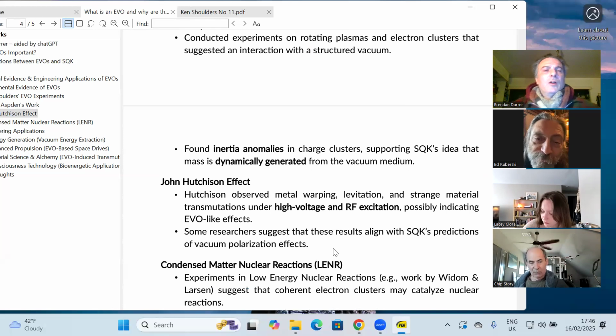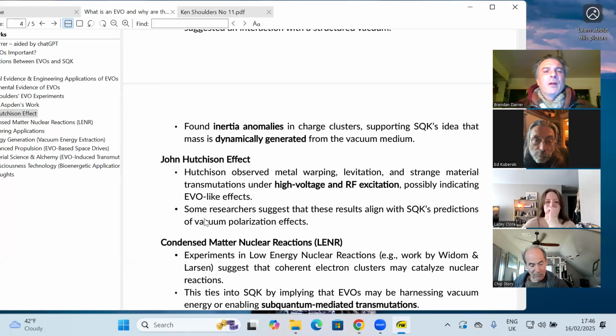The Hutchinson effect: Hutchinson observed metal warping, levitation, and strange material transmutations under high voltage and radio frequency excitation, possibly indicating EVO-like effects. Some researchers suggest that these results again align with SQK's predictions of vacuum polarization effects.